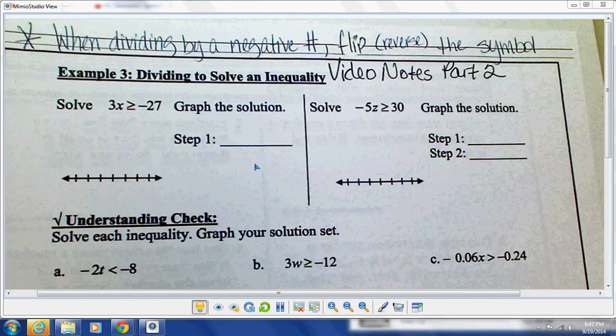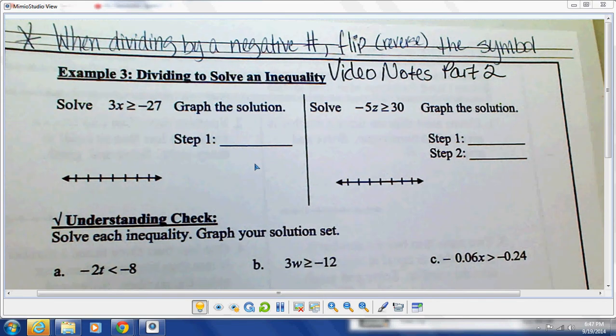So, doing dividing inequalities. Again, it says, very important, when dividing by a negative number, we're going to flip or reverse the inequality symbol. So, please keep that in mind. Just like in our last video for part 2, when multiplying by a negative number, you're going to flip the symbol. It's the same for dividing, because remember, multiplying and dividing are inverse operations. So you should basically be doing the same thing.